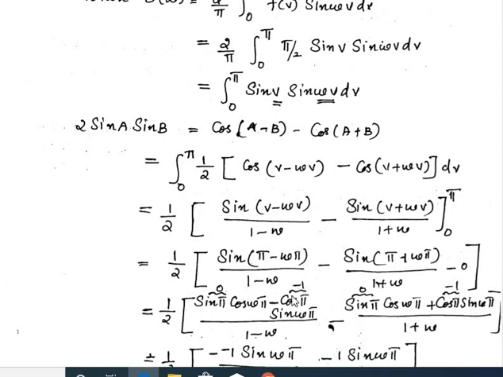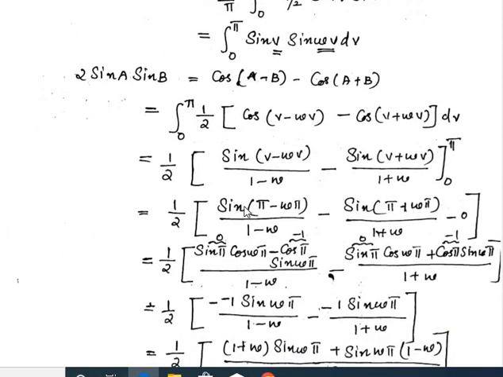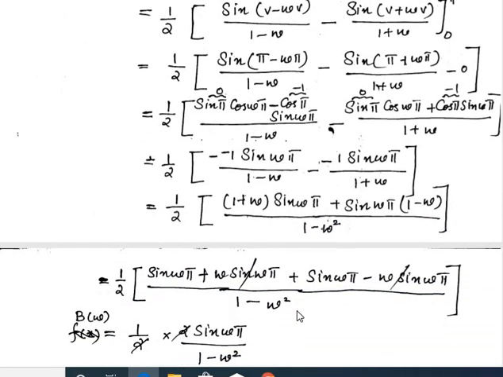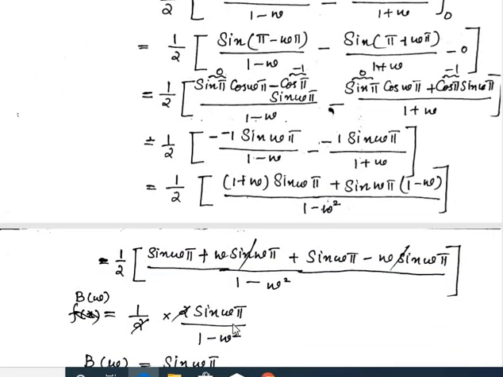Now we can expand the function. We know that sin of a minus b is sin a cos b minus cos a sin b, and sin of a plus b is sin a cos b plus cos a sin b. And we know that sin pi is 0 and cos pi is minus 1. Substituting, simplifying and cross multiplying, we get the answer as sin omega pi by 1 minus omega square. So this is b omega.